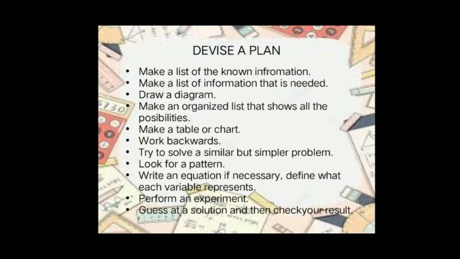The second one is devise a plan. In devising a plan, there are many processes. The first process is to make a list of the known information, make a list of information that is needed, draw a diagram, make an organized list that shows all the possibilities, make a table or chart, work backwards, try to solve a similar but simpler problem, look for a pattern, write an equation if necessary, define what each variable represents, perform an experiment, guess at a solution, and then check your result.